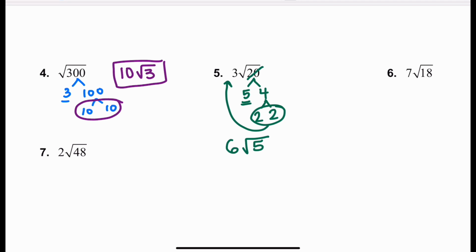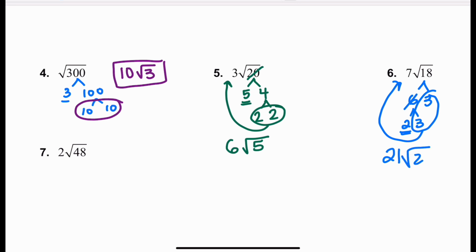Let's go to number 6, where 18 is 6 times 3. We did it earlier with 9 and 2. 6 breaks down to 2 and 3. That 3, we can bring it out front along with the 7. 7 times 3 is 21, and then we still have that 2 left over under the square root.